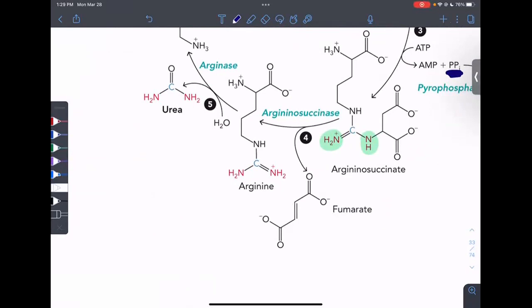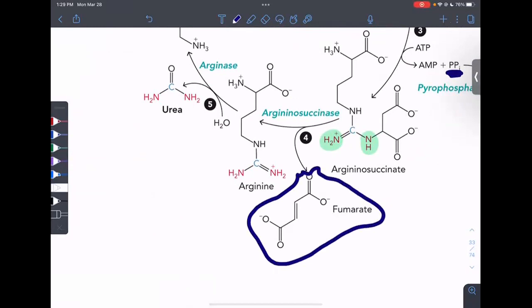All right. The next reaction is, again, a cytosolic reaction where we're going to cleave off the excess carbon groups. And so we convert argininosuccinate into arginine. And when we do that, we're going to produce fumarate, right? So fumarate's a product of the urea cycle. So now fumarate has no nitrogens. Our arginine has 2 nitrogen-containing groups.